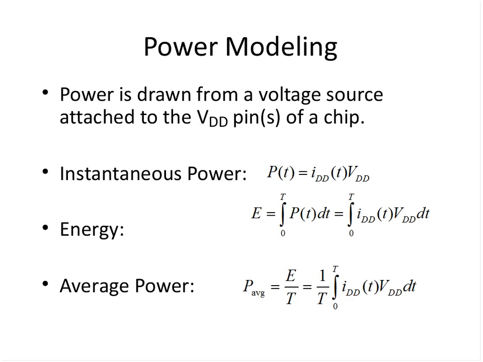Now let's talk about the basics of power. What are the power terminologies we use? How do we calculate power numbers? Power is drawn from the voltage source that is attached to the VDD of the system. So it is very clear from the first instance that the higher the VDD, the higher the power number. P is equal to I times V, where V is nothing but VDD here, and I is the current drawn from the power supply.